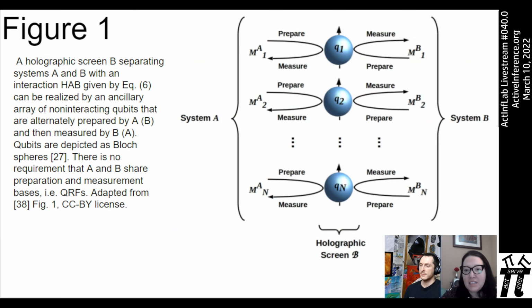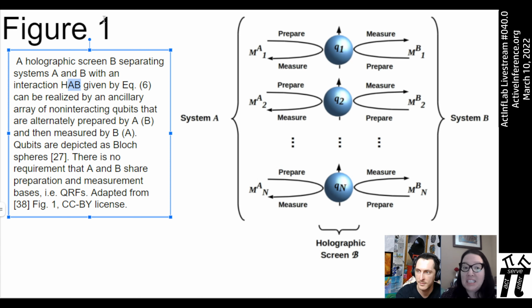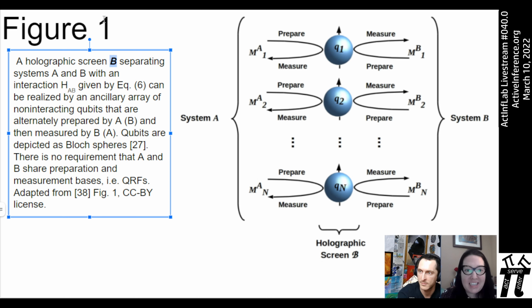Cool. And I think that takes us into figure 1. So here, Daniel was foreshadowing, doing a great job of the holographic screen. So this is a holographic screen, fancy B, separating systems A and B with an interaction, HAB, given by equation 6. And so this says that this screen can be realized by an ancillary array of non-interacting qubits that are alternately prepared by A and then measured by B. Qubits are depicted as the spheres here, and there's no requirement that A and B share preparation and measurement bases. So these are quantum reference frames. They share the ability to prepare or measure. We're going to get into the quantum reference frames in a couple of slides, with a pretty good example.